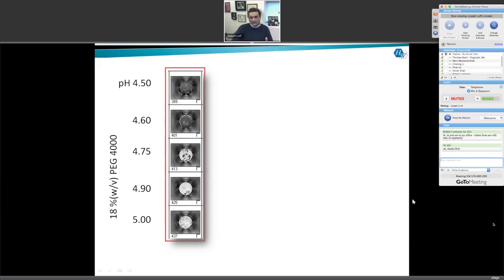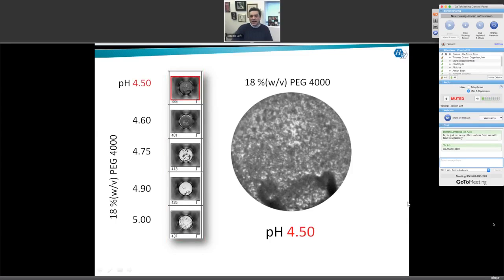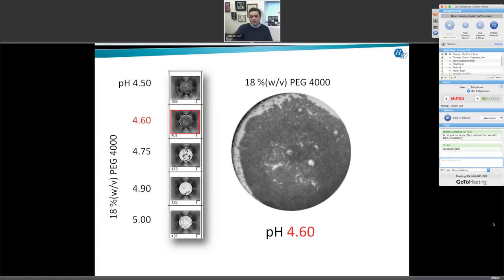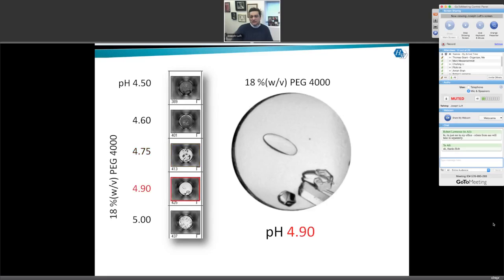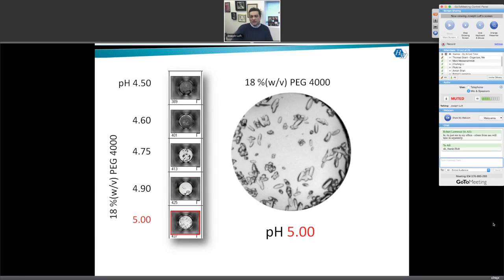So here we're holding the concentration of PEG constant at 18%, and we're just going to go from a pH of 4.5, and you can see that we have a precipitate here. We slowly increase the pH now to pH 4.6, 4.75. You can distinctly see crystals, large crystals at pH 4.9, and smaller crystals at pH 5. Again, just very slight changes in the pH are causing a dramatic shift in the outcome of the experiments.